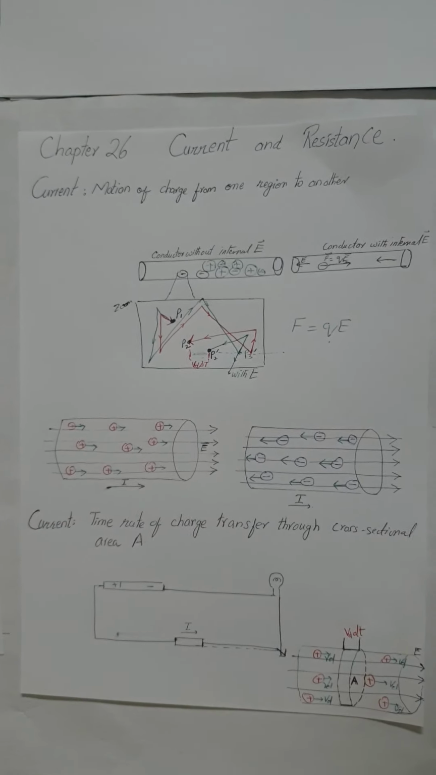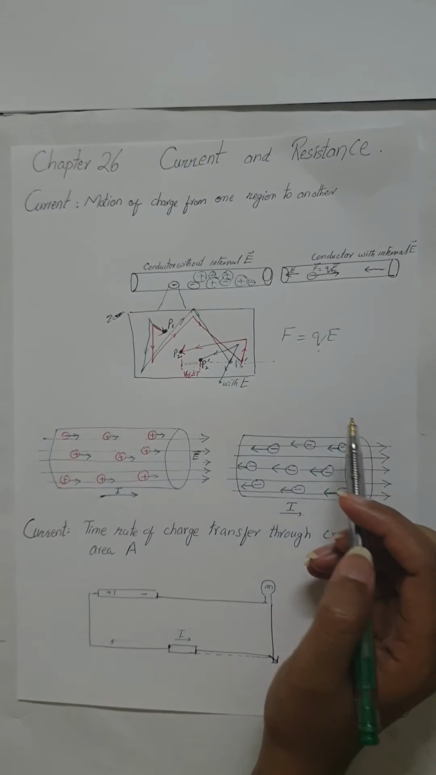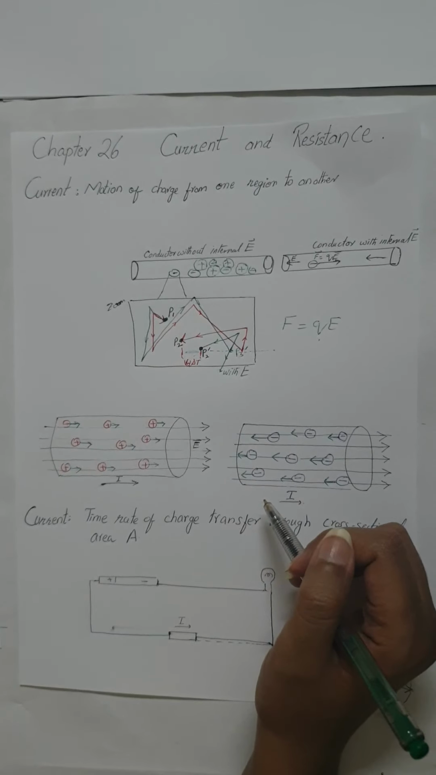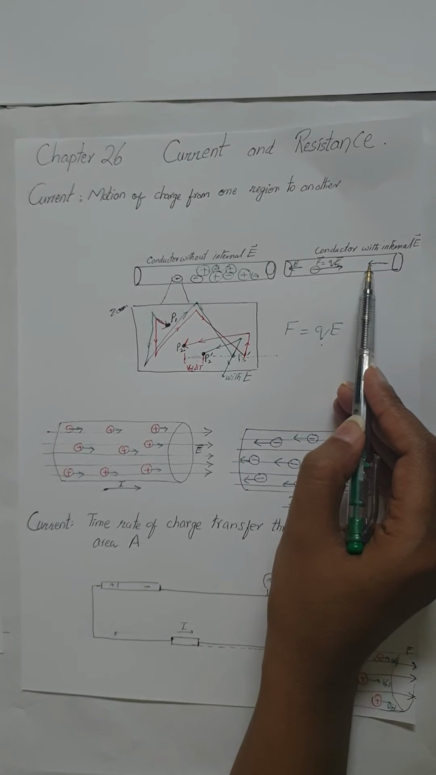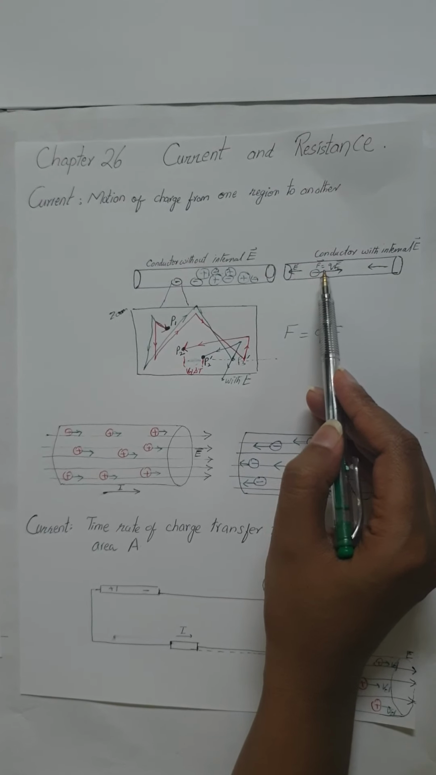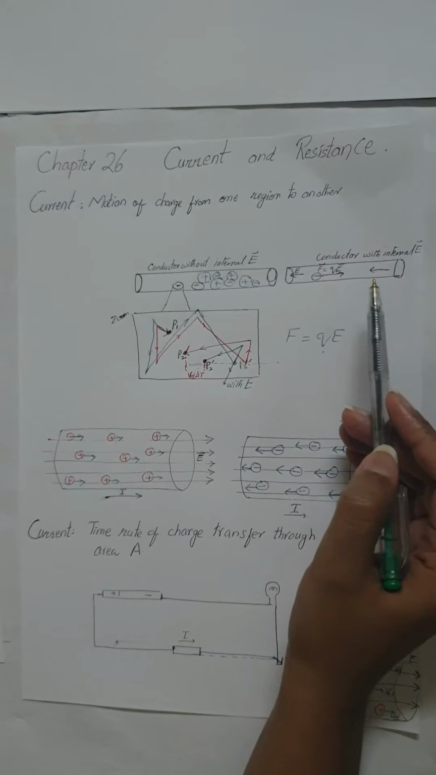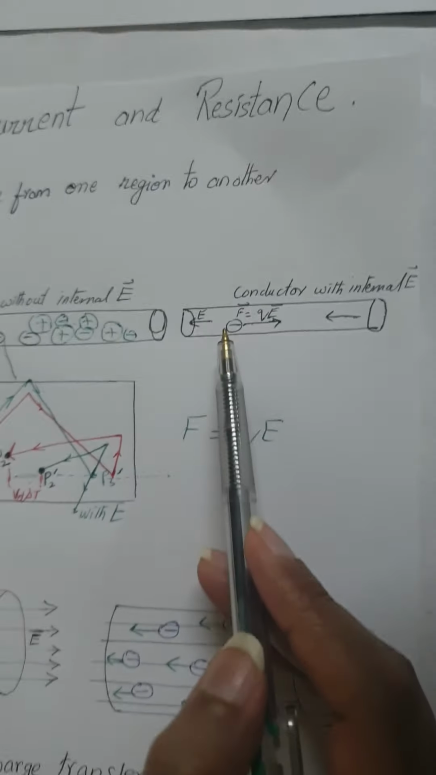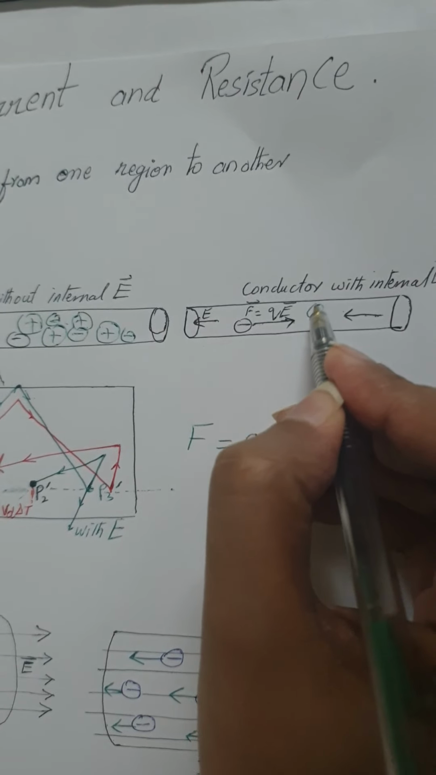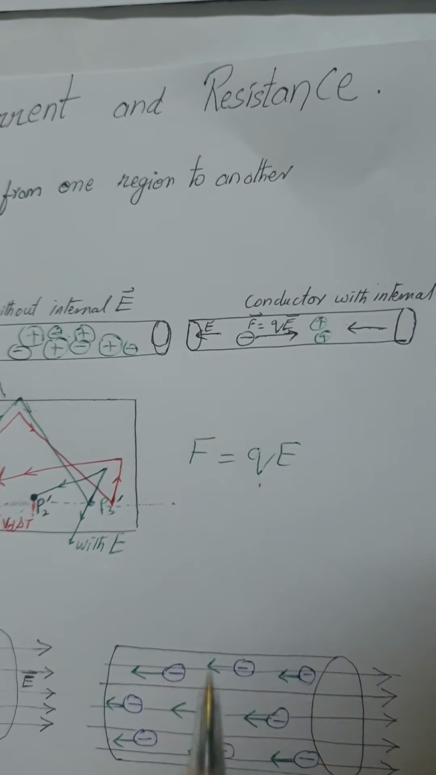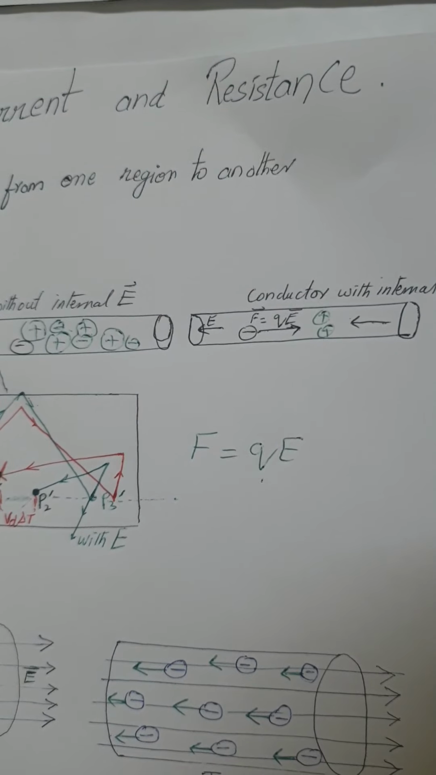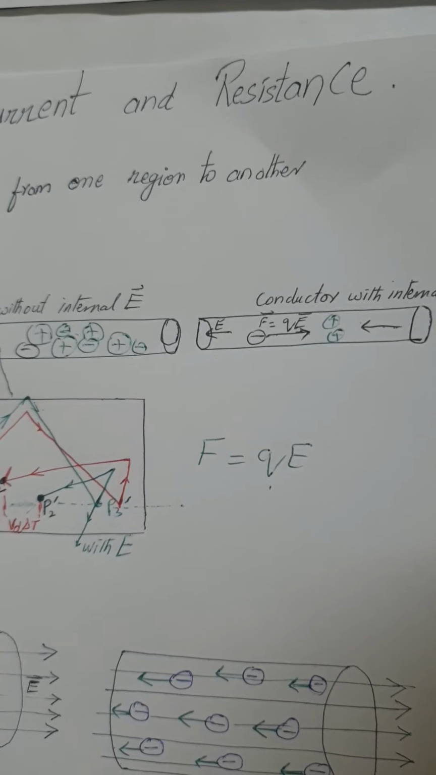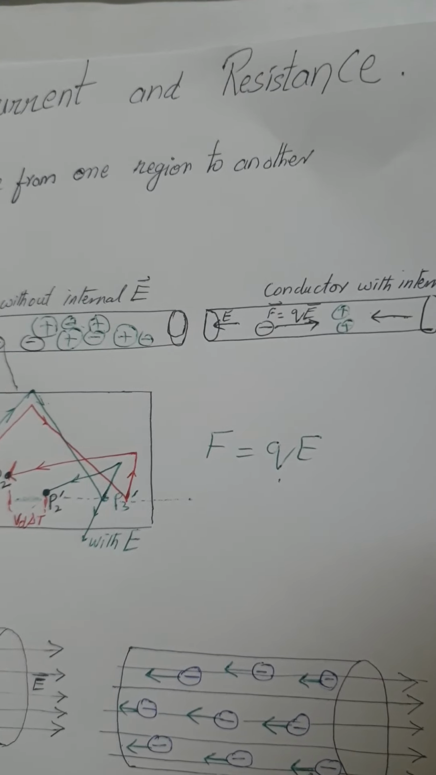So the drift of moving charges through a conductor can be interpreted in terms of work and energy. The electric field E does work on the moving charges, and the resulting kinetic energy is transferred to the material of the conductor by means of collision with the positive ions, and these ions vibrate about their equilibrium position in the crystalline structure of the conductor.